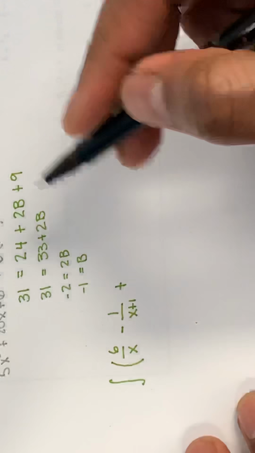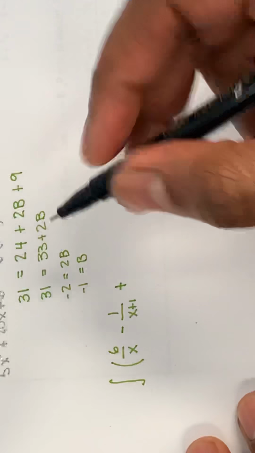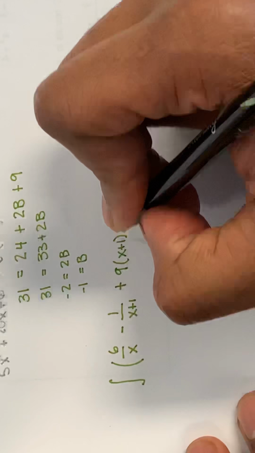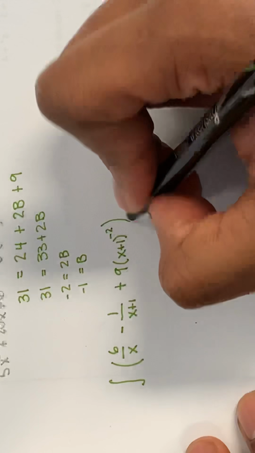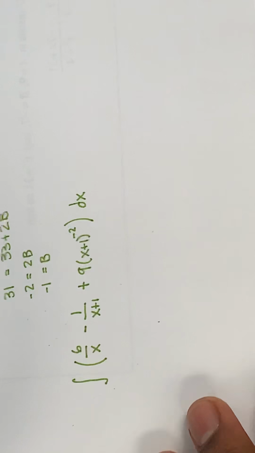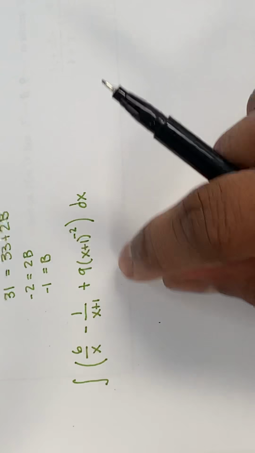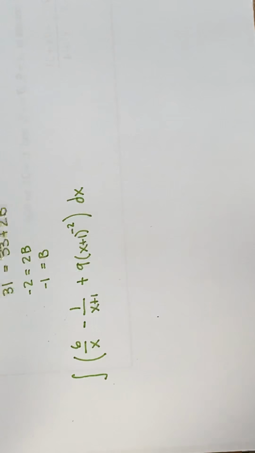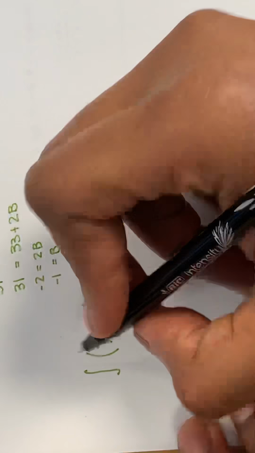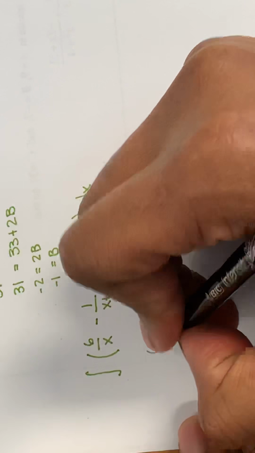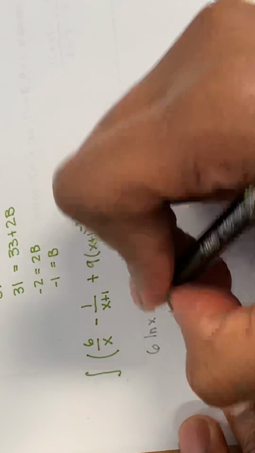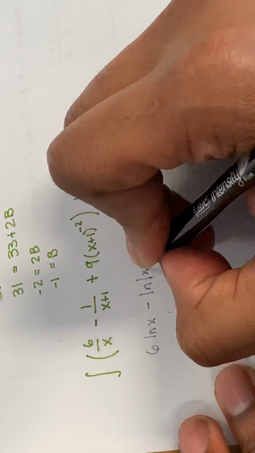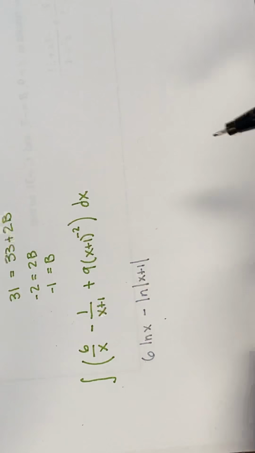So plus 9 over (x plus 1) squared, but we're going to make that plus 9 times (x plus 1) to the -2 dx. So the first two terms integrate immediately. We will get the antiderivative of 6 over x is just 6 natural logarithm x minus, this is going to be the natural logarithm of x plus 1.